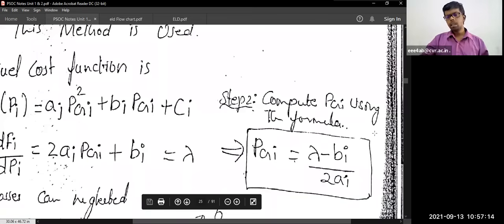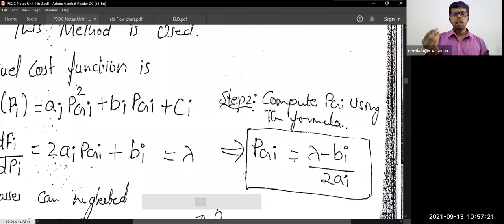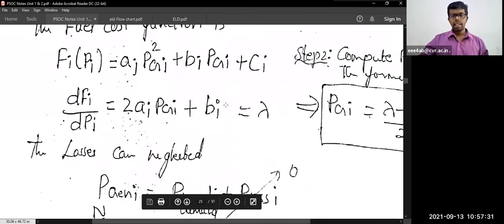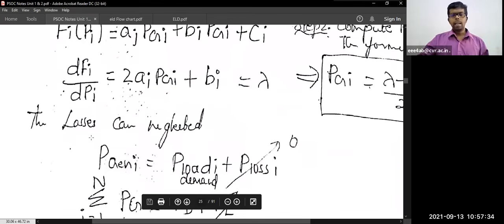So if you remember this equation also, no problem. If you don't remember it, it is just a one-minute job to derive and calculate. So PGI is equal to (lambda minus BI) divided by 2AI. In this, losses are neglected. Okay, so what is the power balance equation?